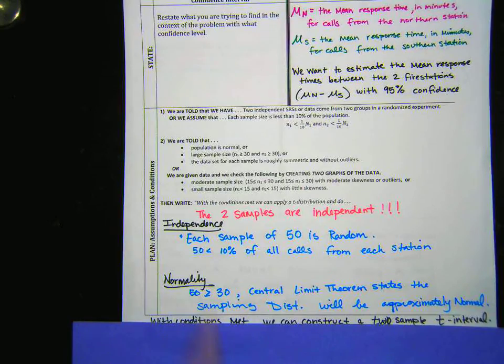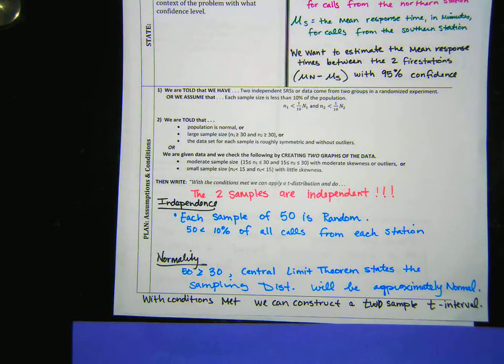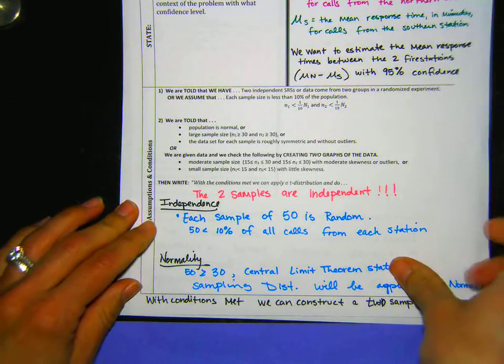This is quantitative data. Quantitative data, as long as our sample size is over 30, then the central limit theorem states that the sampling distribution will be approximately normal. Don't forget that word, approximately normal. So with conditions met, we can conduct a two-sample T interval.